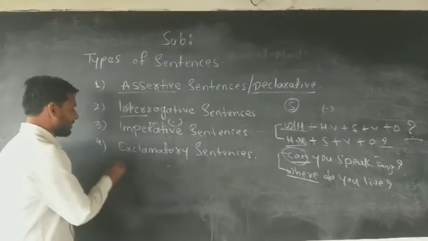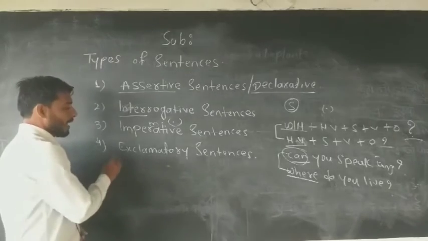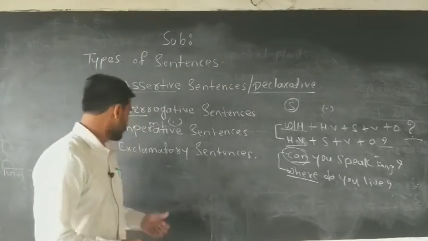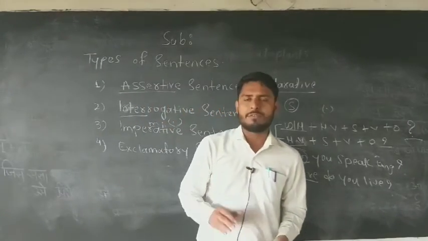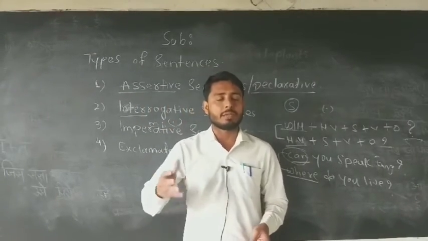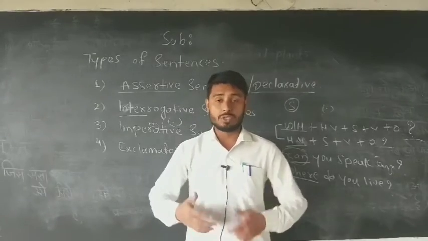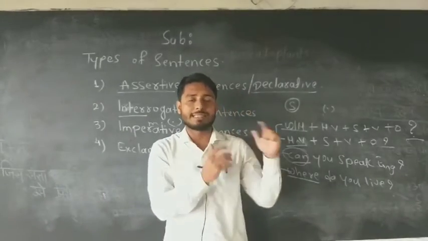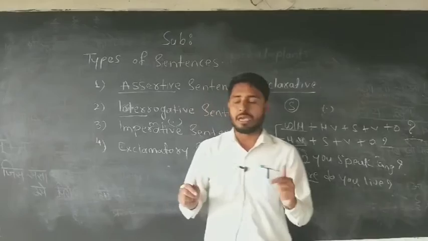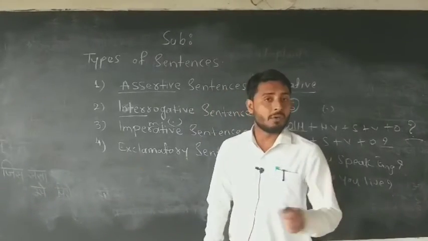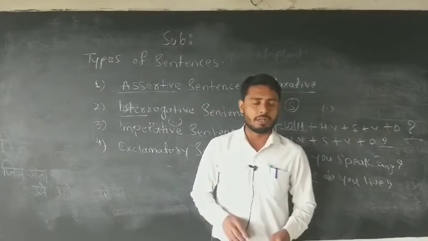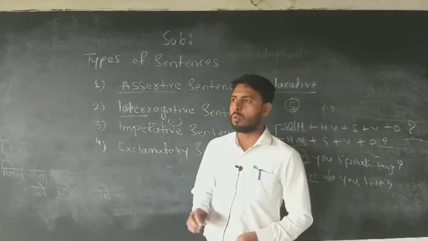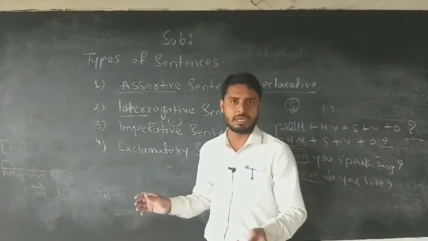So let's learn the last type of sentence, but not least, the exclamatory sentence. What is the exclamatory sentence? If you are shocked because something suddenly happens, and we are shocked to watch that thing, we will use an exclamatory sentence. For example, you watch the Taj Mahal for the first time in your life, what will you say? "Oh, what a beautiful Taj Mahal it is."